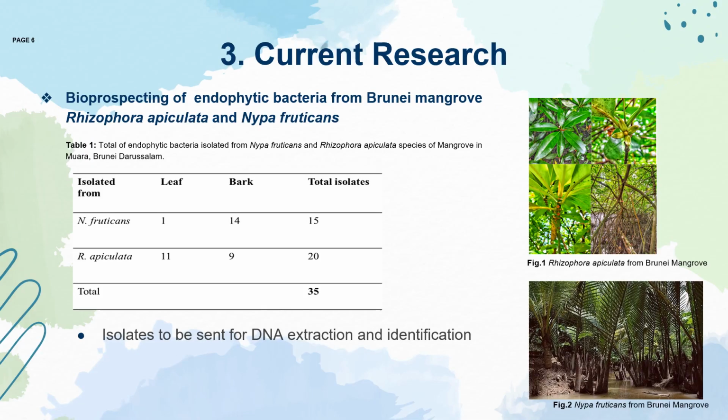As for endophytic research being conducted within our Department of Environmental Life Science in UBD, currently we are focusing on the bioprospecting of endophytes, specifically within mangrove forests. Recently, we managed to isolate a total of 35 endophytic bacteria from the leaf and bark of two mangrove plant species, namely Rhizophora apiculata and Nipah fruticans. These isolates were found to be mainly gram-positive endospore-forming bacteria. At the moment, DNA extraction of isolates is being carried out, which will then be sent out for identification.